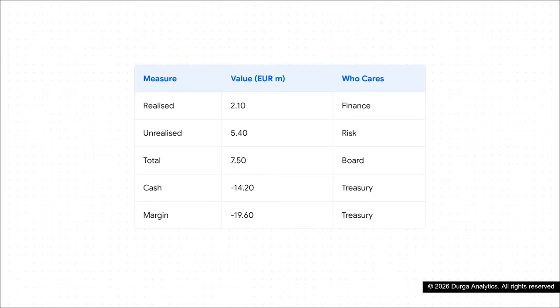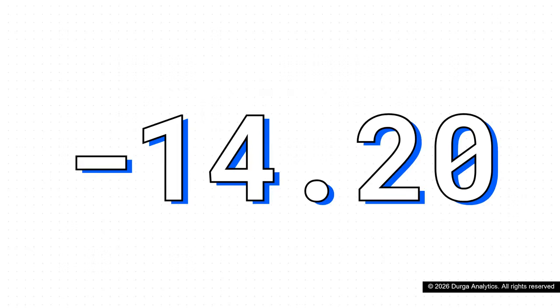The desk proudly reports 7.5 million euros in total profit to the board. Finance is happy. They see 2.1 million realized. Risk sees 5.4 million unrealized. Everyone's high-fiving, right? But hold on. Look down at the bottom. Look at the margin posted and the cash generated. Yep, despite the 7.5 million in paper profit, this desk actually consumed 14.2 million euros in hard cash.